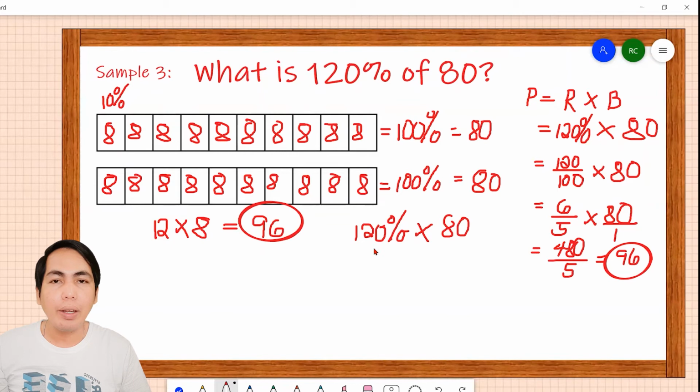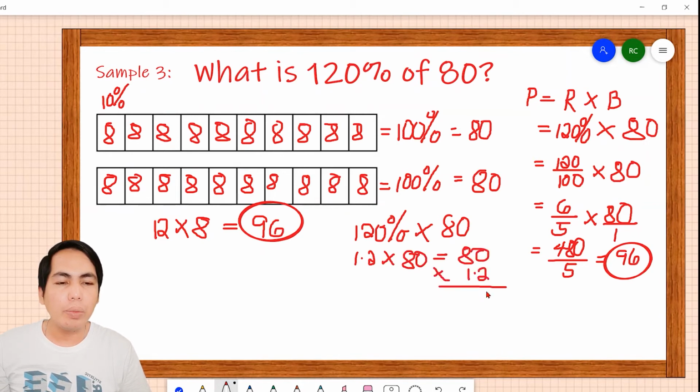Or if we are going to use decimal, we can change our 120% into decimal form. 120% is equivalent to 120 over 100 in fraction form, which is equivalent to 1.2 in decimal form. So multiply it to 80. So 80 times 1.2. 2 times 0 is 0. 2 times 8 is 16. 1 times 0 is 0. 1 times 8 is 8.